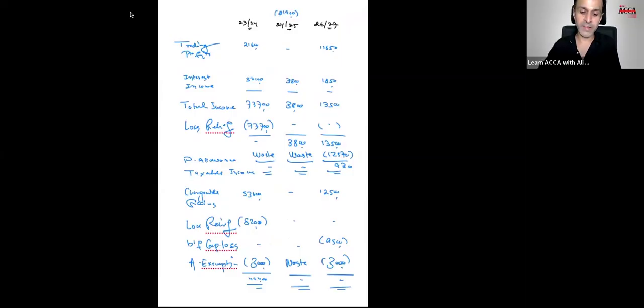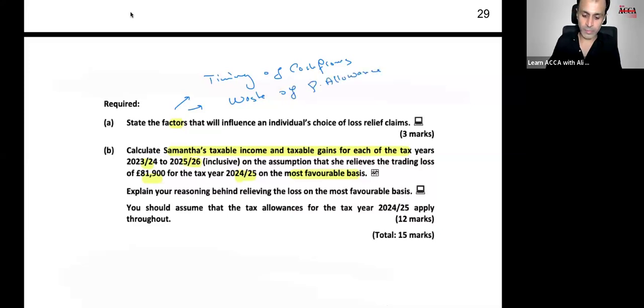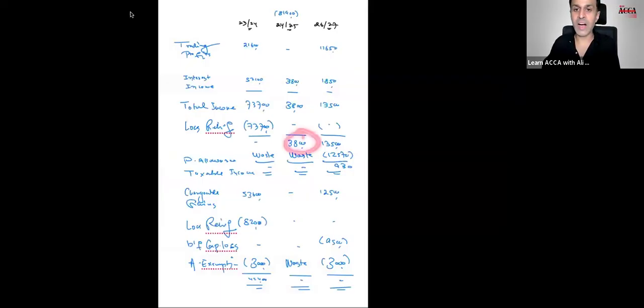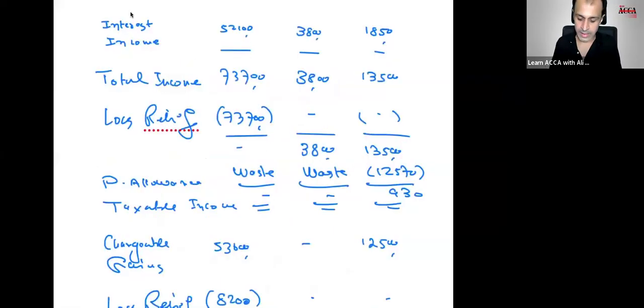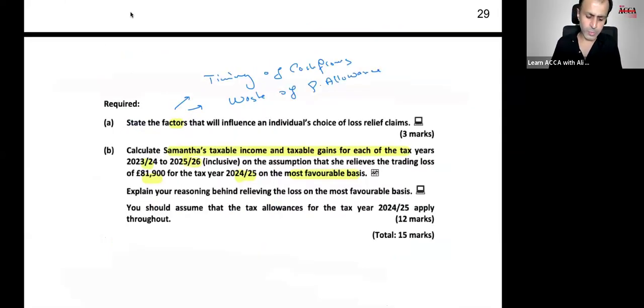The planning that we have considered: the number one factor is the timing of cash flows. The second factor was the wastage of personal allowance. Because this was too low that it would hardly be absorbing a personal allowance, so I held this income at its place so that the personal allowances can take the space. And the third factor, which we do not consider a lot, but still a factor that at some point can be considered, is the rates of taxes.